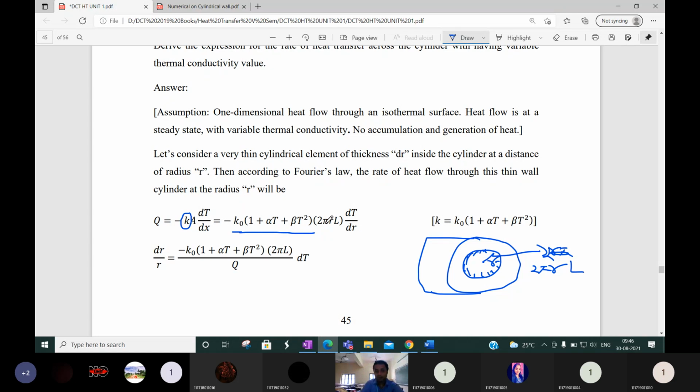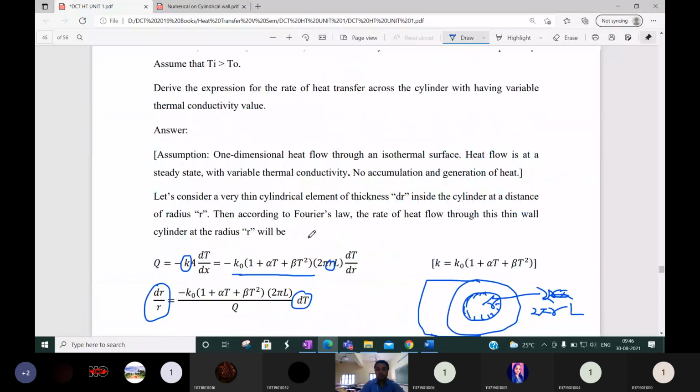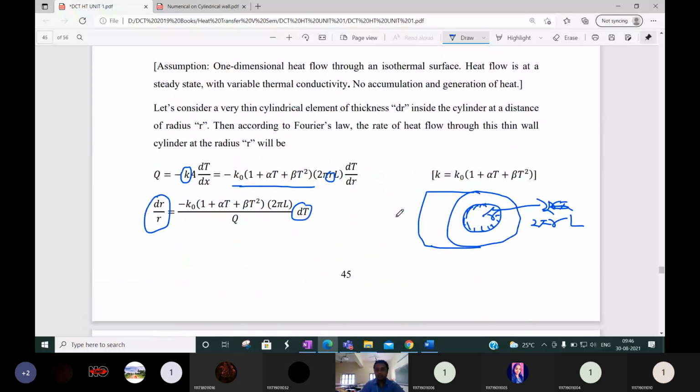Then the r term we take to this side, and the dT term we take to this side. This is for a small section dr. If you take a small section at a distance of r with thickness dr, this is the expression for that section. This is the same expression we derived in the previous case. Please read the notes.